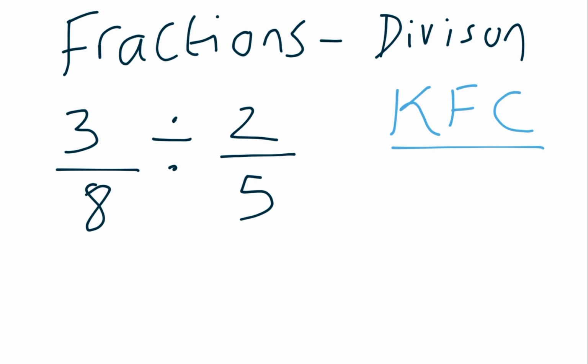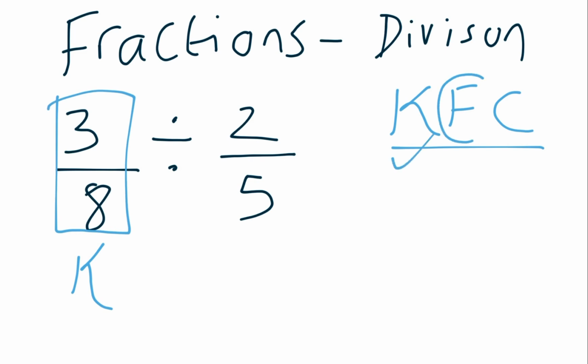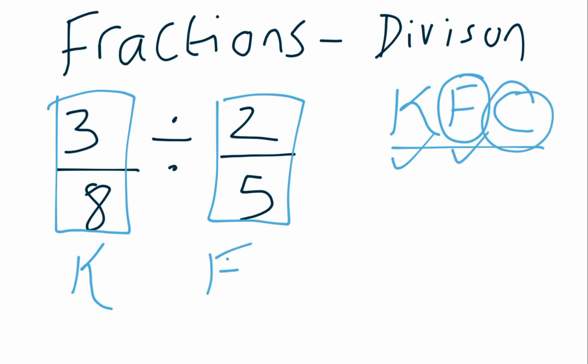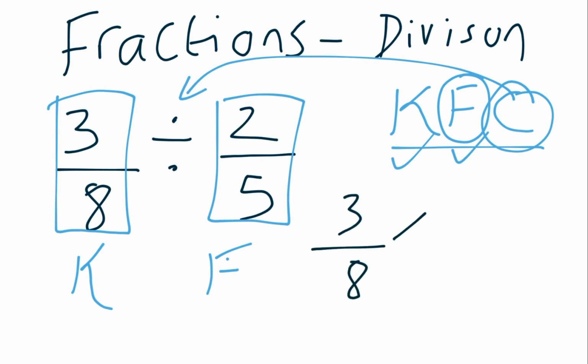The K represents keep, so we're going to keep this fraction exactly as it is. We're then going to flip, as in the reciprocal, so we're going to flip the other fraction. And C represents change, which means we find the inverse of the division sign. So we end up with 3/8 multiplied by the reciprocal of 2/5, or the flip, which is 5/2.